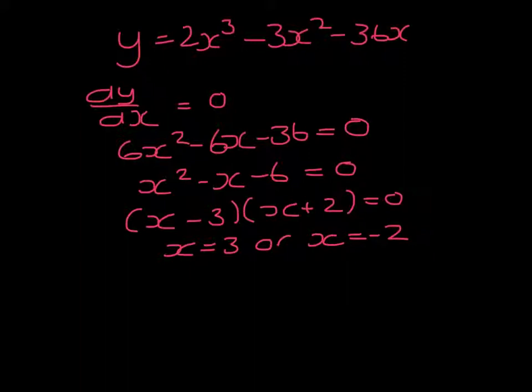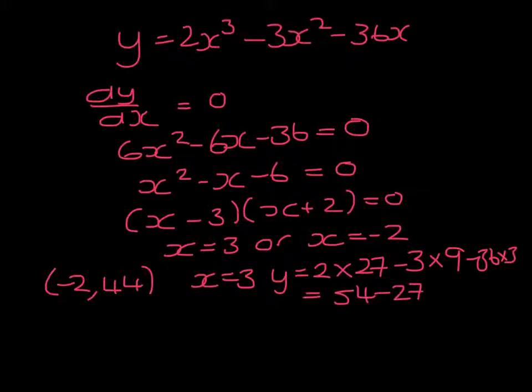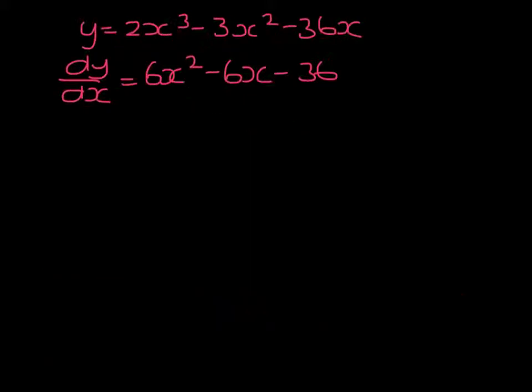If x equals minus 2, then y is 44. We're already given that. And if x equals 3, then y equals 2 times 3 cubed, it's 27, minus 3 times 9, minus 36 times 3. So that's 54 take away 27 minus 108, which is minus 81, which gives me a second turning point at 3, minus 81.